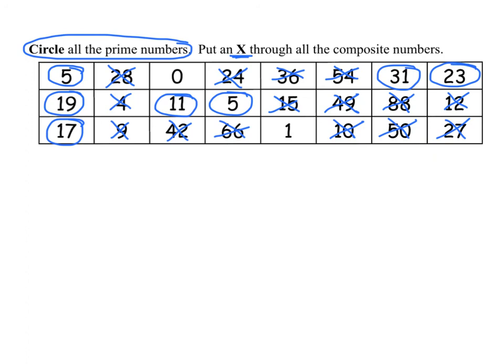So, to find if a number is prime or composite, ask yourself, what could I multiply together to get that number? Or check your multiplication table and see what you could find. If you can find something other than 1 times the number, it's a composite number. If the only thing you can find to multiply to get your number is 1 times the number itself, that means it's a prime number.